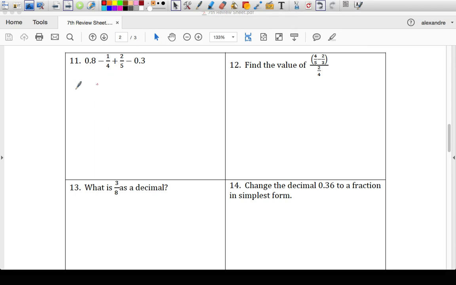But I want to also do it with fractions. So this is 8 over 10 minus 1/4 plus 2/5 minus 3 over 10. So if I find a common denominator here, the common denominator is going to be 20. I'll change everything to 20.